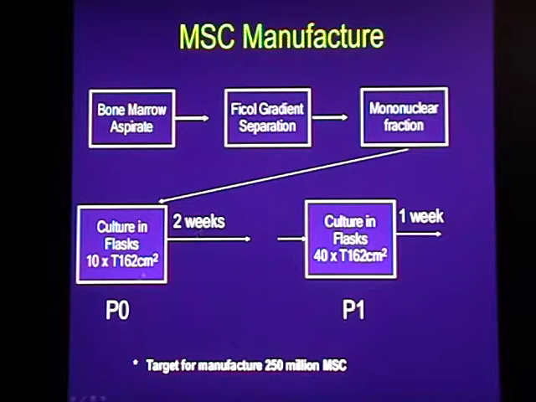It takes about 2 weeks for these P0 cells to become confluent in these flasks. The MSCs are then harvested using standard trypsin treatment and then expanded into more flasks, which are then further cultured, and after 3 to 4 weeks of culture the P1 cells can be harvested. Our initial target for manufacture was 250 million MSCs.